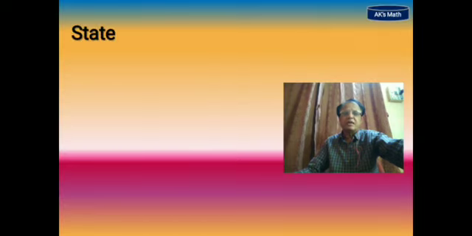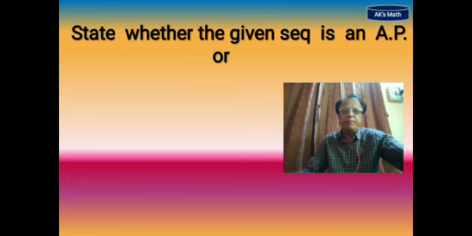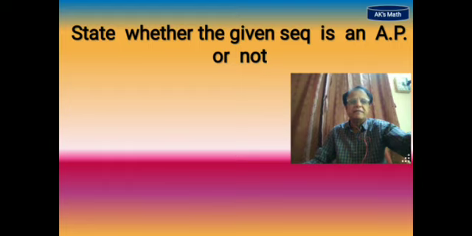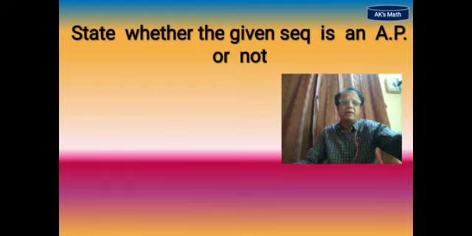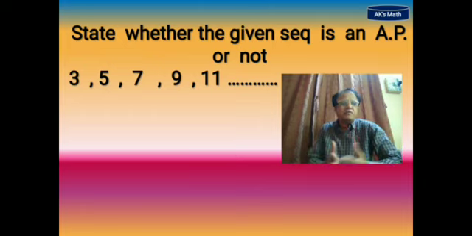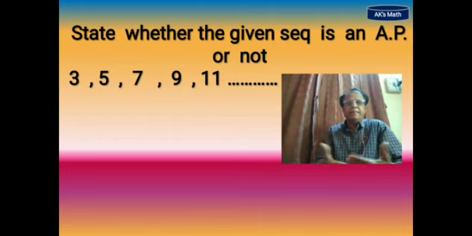Now look at this one. What we learned: state whether the given sequence is an AP or not. Here we have to check whether the given sequence is an AP or not. Look at this example: 3, 5, 7, 9, 11. This is a sequence, and we have to check whether it is an AP or not.